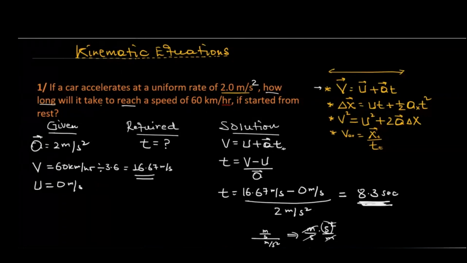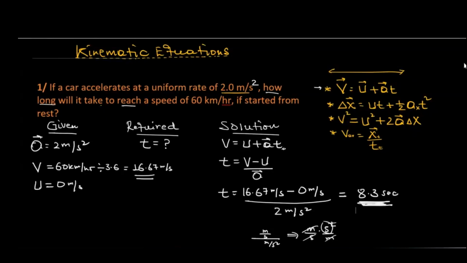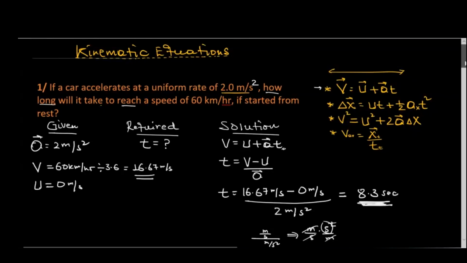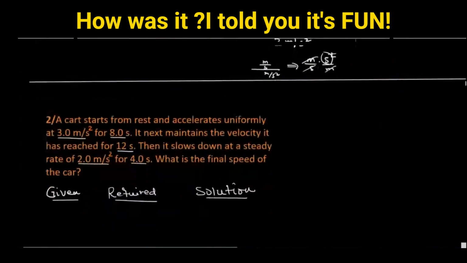All right, so this is 8.3 seconds. The car needs 8.3 seconds to reach 60 kilometers per hour if it starts from rest at a rate of 2 meters per second squared acceleration. Okay, good. So let's continue to the next problem.